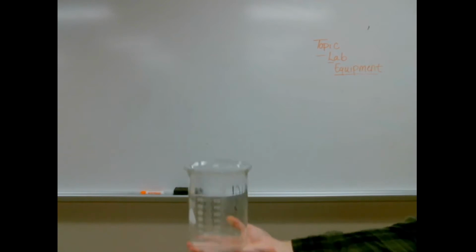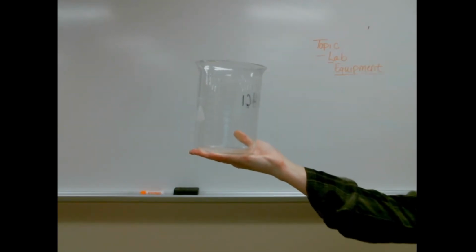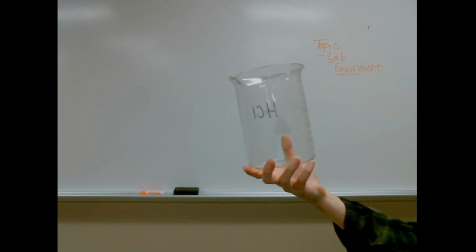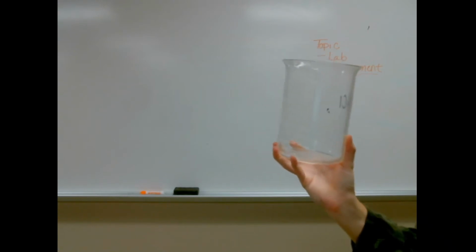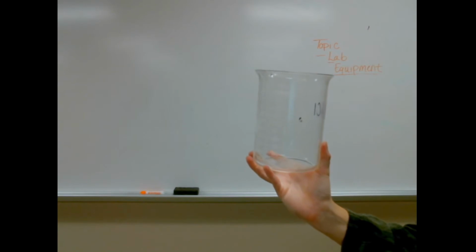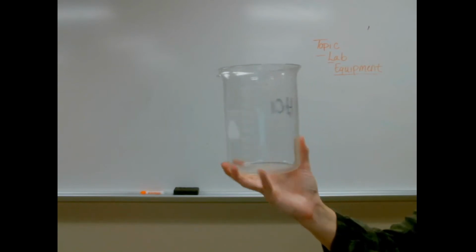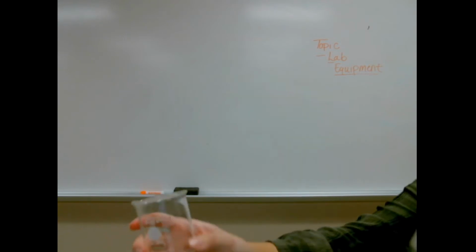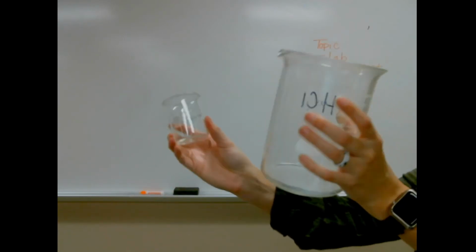Next, we have a beaker. Beakers are containers used for chemicals, and you can kind of think of it as a cup. We can mix different chemicals in them, stir them together, and watch a reaction. And they come in all different kinds of sizes.